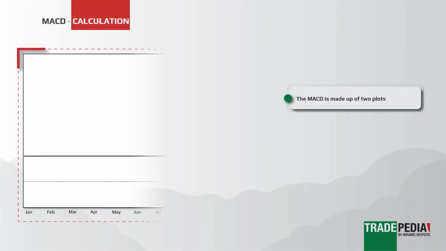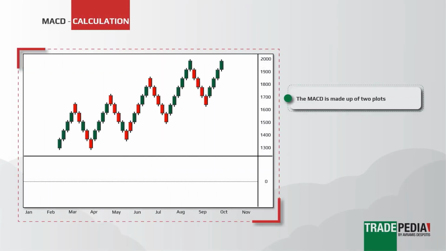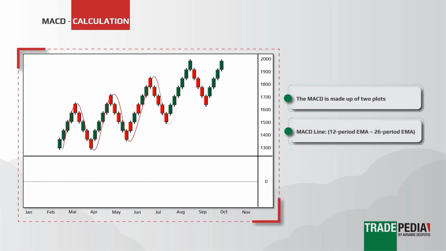The MACD is made up of 2 plots that are calculated as follows. The MACD line, which is the difference between the 12-period EMA and the 26-period EMA. When the 12-period EMA is below the 26-period EMA, the difference between them is 100. The MACD will be at negative 100. When the 12 is crossing above the 26 EMA, the MACD will be crossing the zero line from negative to positive territory. And when the 12 is above the 26 and the difference in price is 100, the MACD will be at positive 100.